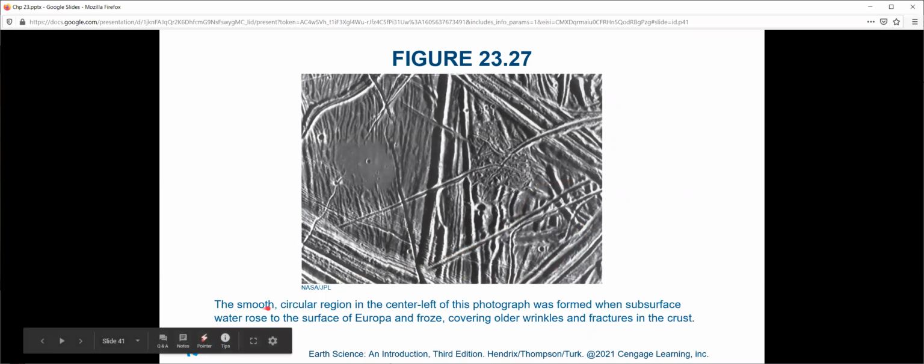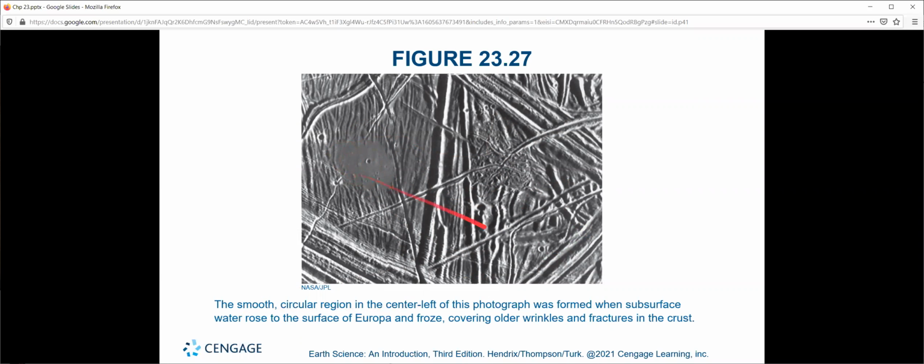We can see here some of the smooth circular regions in the center of this photograph, possibly formed when subsurface water rose on Europa, then froze, covering these old wrinkles, right? You have all this beaten up and expanding tectonic activity. Why is this smooth? Well, maybe it's smooth because liquid came up from the subsurface and smoothed it out. Evidence of water below is something that we might want to look into.